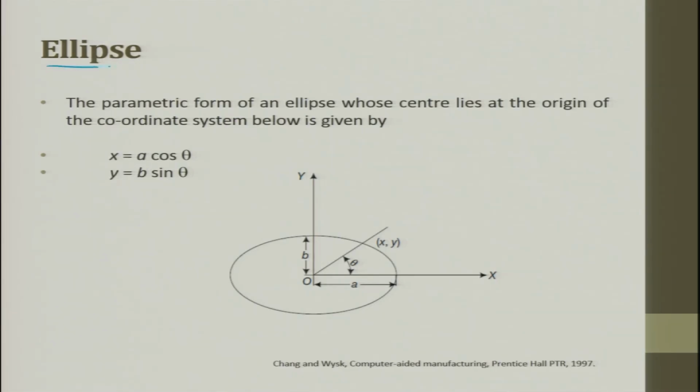The parametric form of an ellipse whose center lies at the origin of the coordinate system is given by x = a cos phi and y = b sin phi. Here this is a and this is b. So this is a typical ellipse. You have x and y.